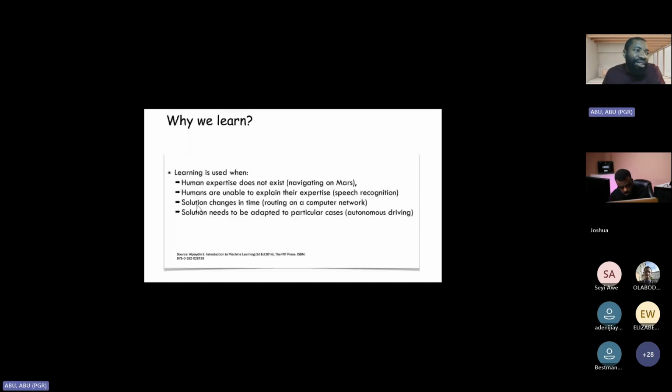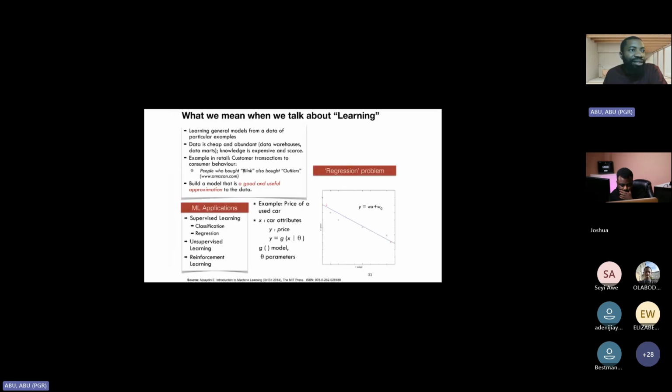The other application, why we learn: solution changes in time. For example, routing a computer network, that's a time series based activity, right? So we need to be able to understand what's going on. And then the last one, when the solution needs to be adapted to particular cases, for example, autonomous driving, or maybe your business. You can apply machine learning in your business. If you have a company, let's say you can apply machine learning to get the sentiments of how your users view your business or view your products or services, right? So those are all areas where we can apply these things.